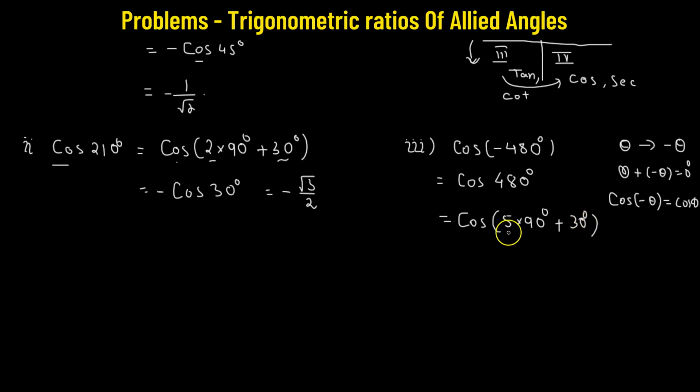Now what do we have here? We have cosine of an odd multiple of 90 degrees. Whenever we have an odd multiple of 90 degrees, a cosine must change to sine. And we'll take this angle, which is 30 degrees, and drop 5 times 90 degrees.